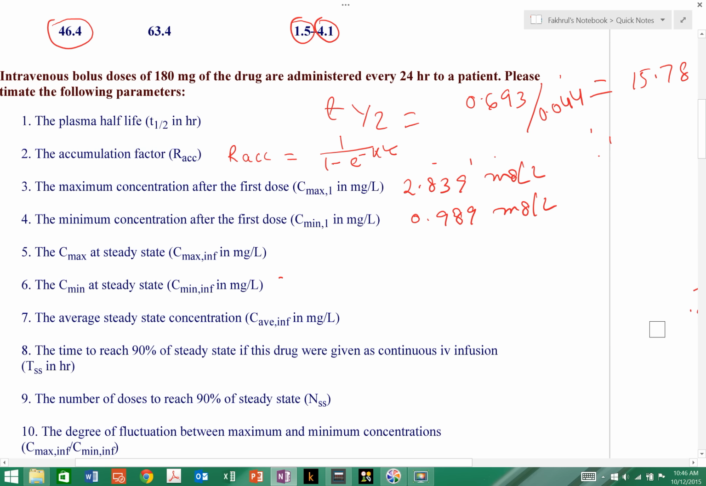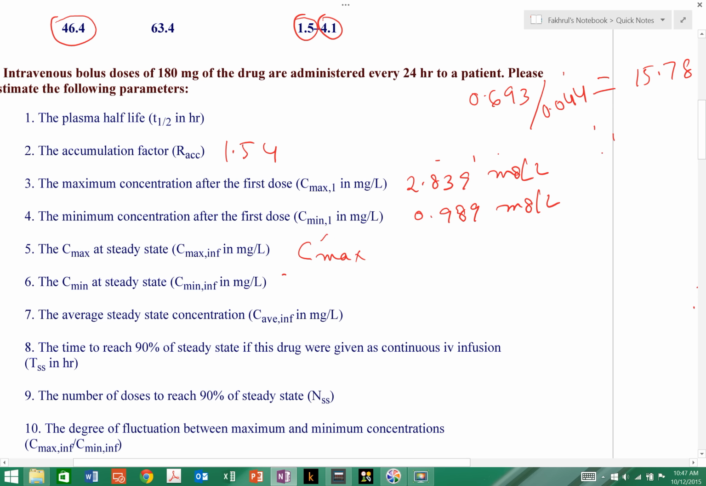So now we have to calculate Cmax at steady state. To calculate Cmax at steady state and Cmin at steady state, we need the accumulation factor. We have calculated earlier that accumulation factor using this equation. Our accumulation factor was 1.54. So here we will calculate Cmax at steady state.